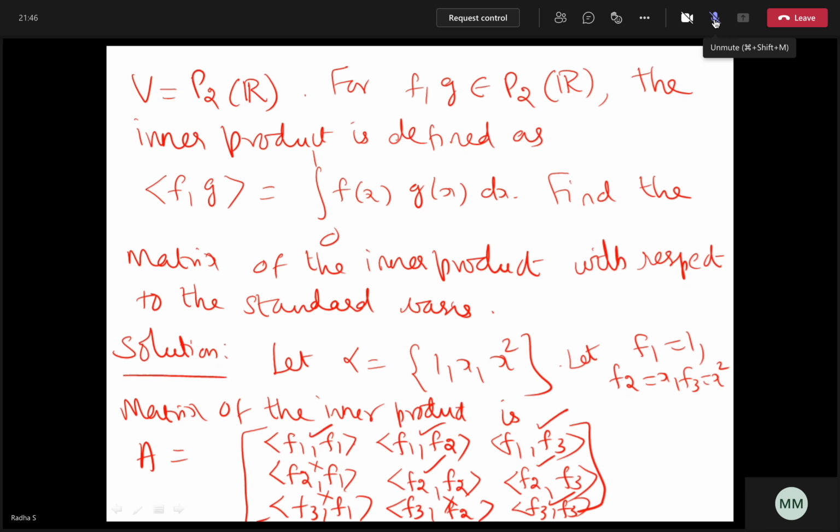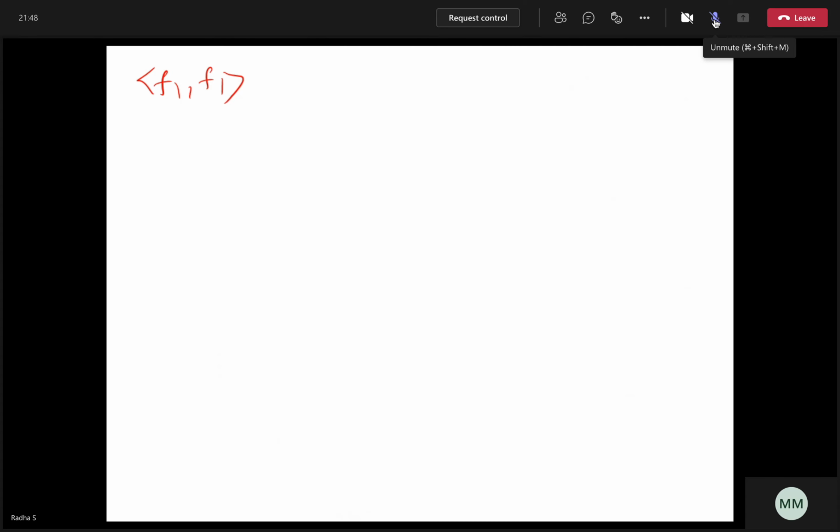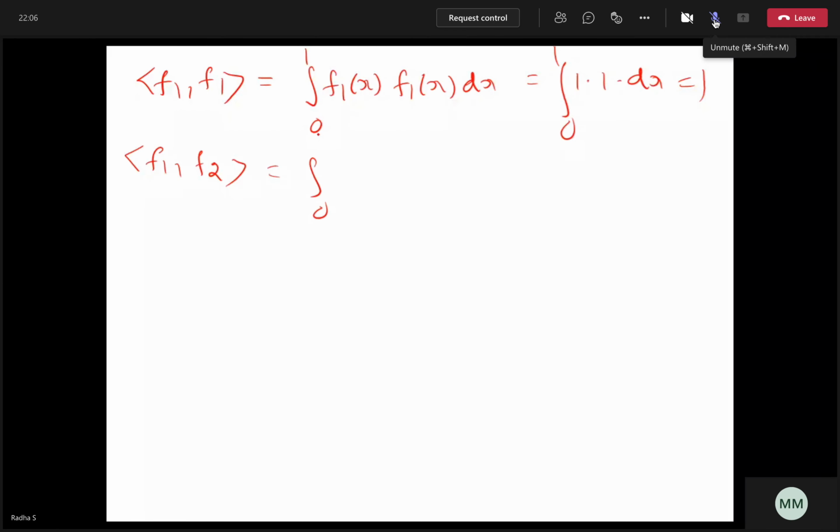Correct? Clear? So what is the inner product of f1, f1? It is integral 0 to 1 of f1(x) into f1(x) dx. That is 0 to 1, 1 into 1 dx. So 1. Then f1, f2: 0 to 1, 1 into x. Sorry, I'll write f1(x), f2(x).